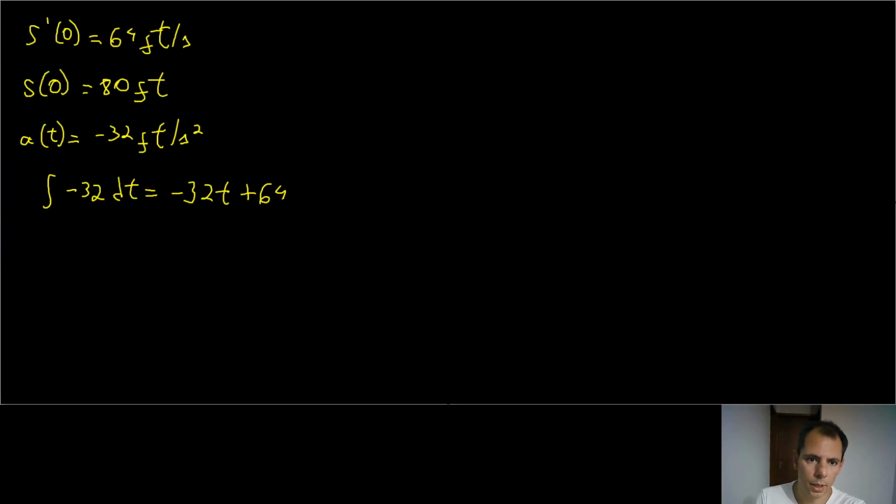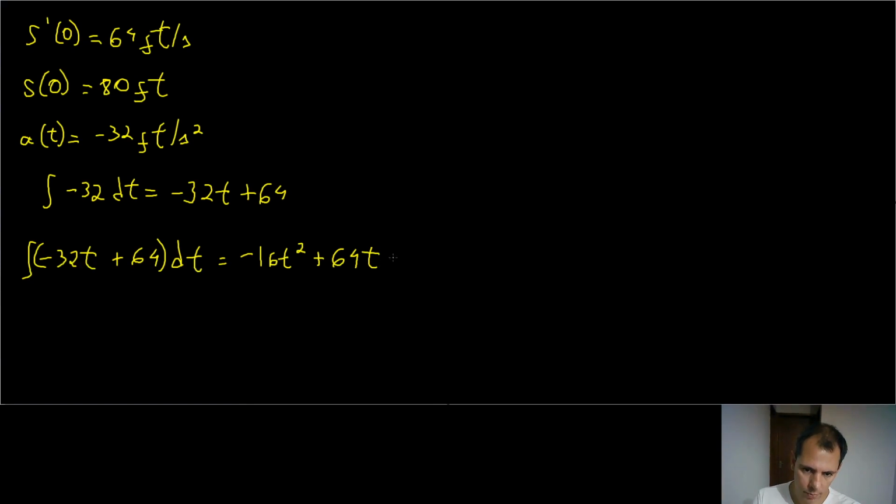All right. And now we're going to integrate this whole thing here to find s of t. So integrating minus 32t plus 64 dt is going to give us minus 32t squared divided by 2. So that's minus 16t squared plus 64t plus c.